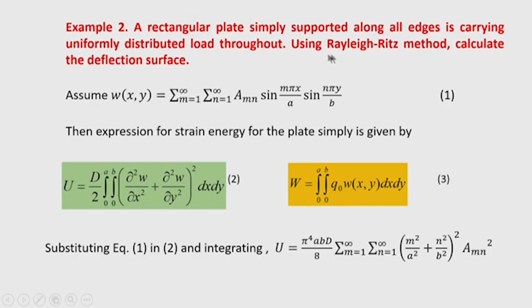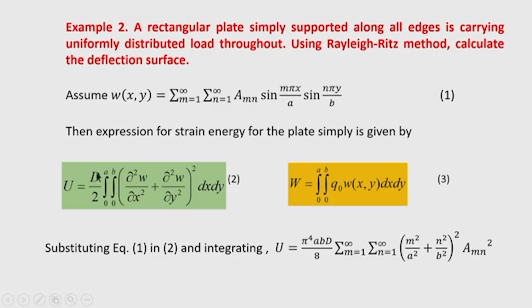Now, since the plate is supported along all edges, we take the expression for strain energy considering only the first 2 terms, because the terms where the Poisson ratio is involved are neglected. The deflection and slope normal to the boundary of the supported edge were taken 0 for the clamped edge, and it is also true for the simply supported edge, because the product of curvatures becomes 0. Therefore, we take U is equal to D by 2 integration 0 to a, 0 to b, (del square w del x square plus del square w del y square) whole square dx dy.